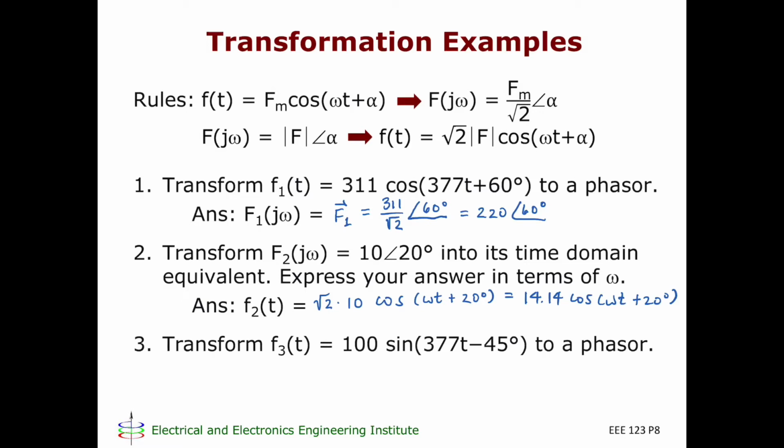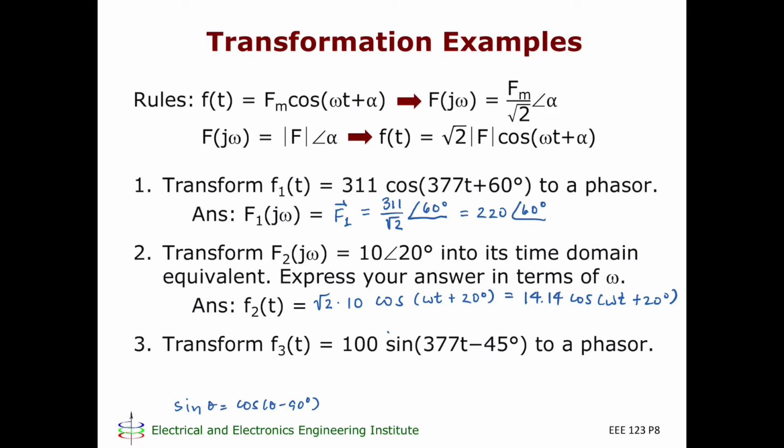In my third example, I'm given a sine function which I have to convert to a phasor. This is a little bit tricky because our phasor transformation is based on the cosine function. So what I would have to do is convert the sine to a cosine. And that should be straightforward because we have the identity sine of theta is equal to cosine of theta minus 90 degrees.